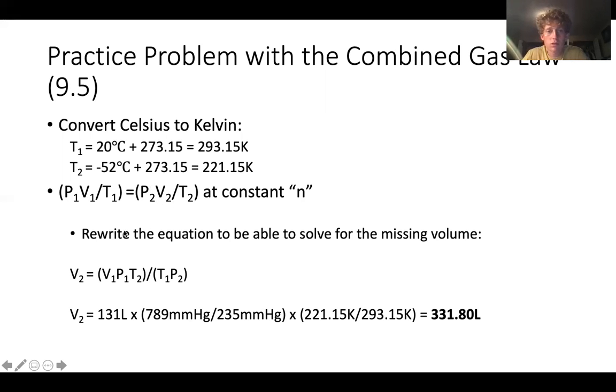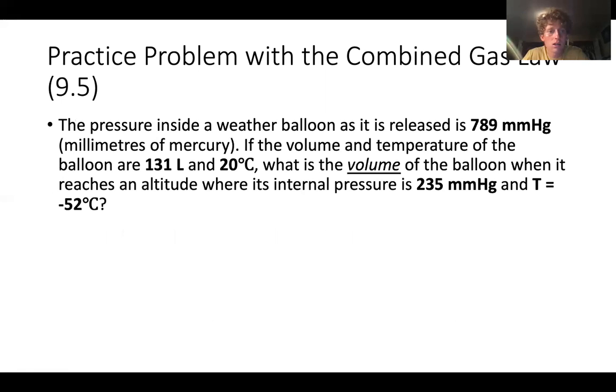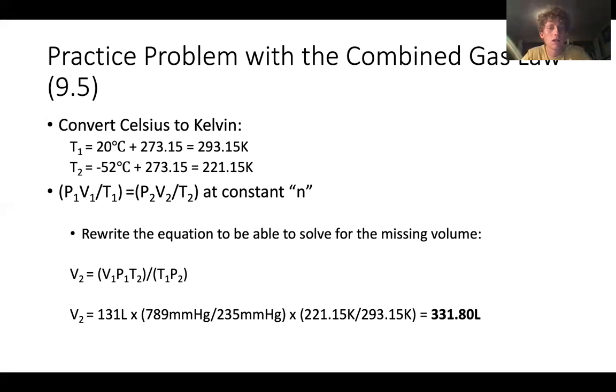And we know that the moles didn't change. It doesn't say necessarily, but the moles didn't change, so that's constant. So we'll rewrite the equation so we're able to solve for the missing volume. With some mathematical manipulation, we get volume 2, the final volume, is equal to volume 1 times pressure 1 times temperature 2 divided by temperature 1 times pressure 2.